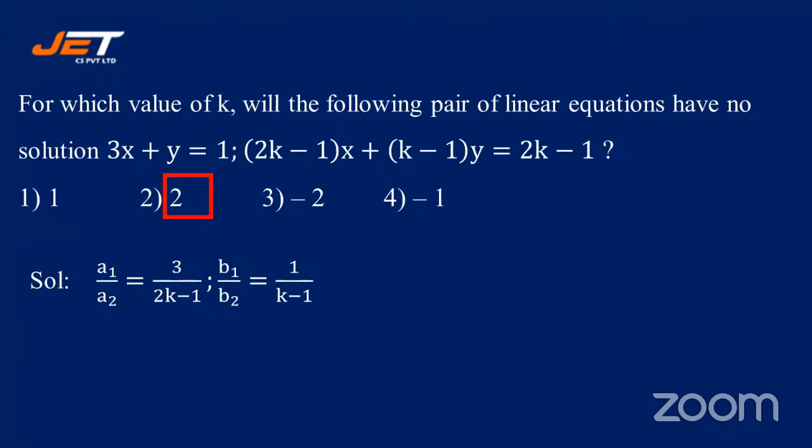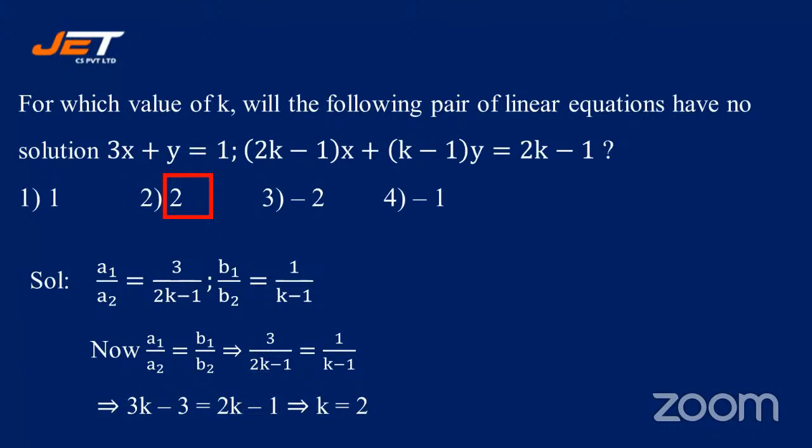Quickly look at the key. A1 by A2. What is A1? The coefficient of x, that is 3. What is A2? The coefficient of x in the second equation, which is 2k minus 1. Now what is B1? The coefficient of y, that is 1. What is B2? The coefficient of y in the second equation, which is k minus 1. So when we say that it has no solution, it means A1 by A2 is equal to B1 by B2. So 3 by 2k minus 1 is equal to 1 by k minus 1. Just cross multiply and find the value of k, which will give you k as 2.